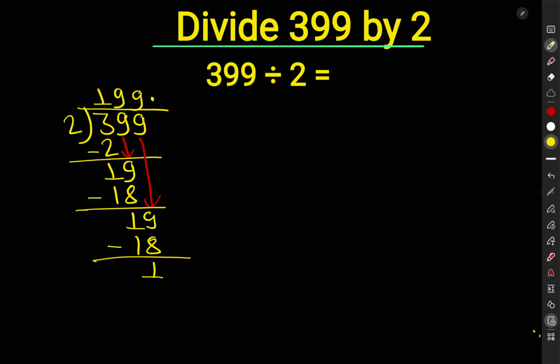So we put here a decimal so that we take 0. So now it is 10 and 2 times 5 means 10. On subtracting it is 0. So 399 divided by 2 is 199.5.